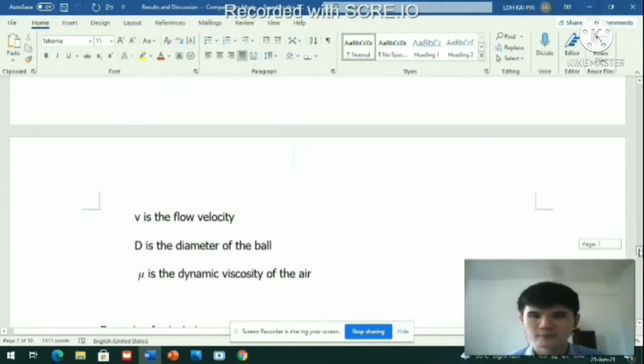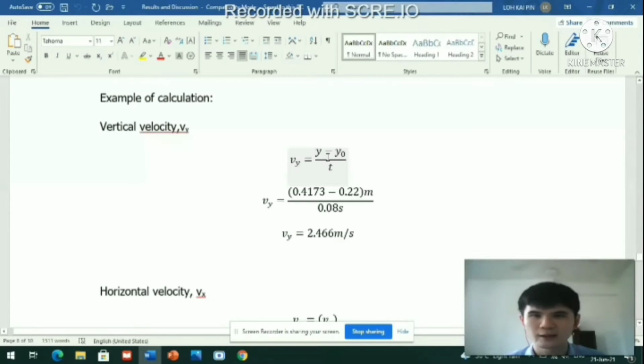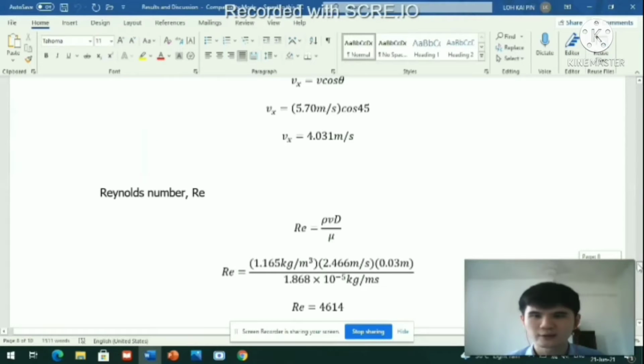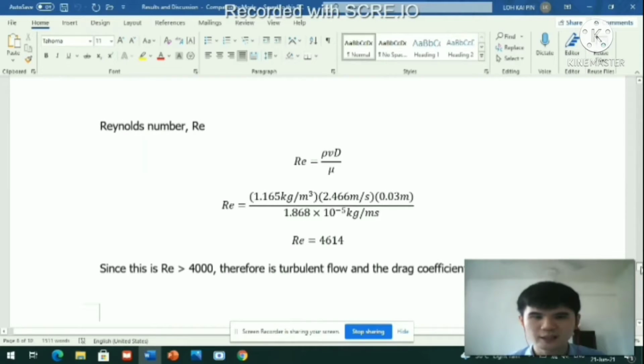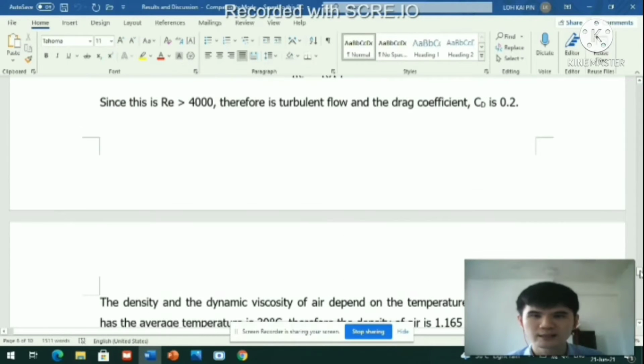We can see the calculation of the Vy and the Vx. Since the rho and the mu are also constants, we put in the velocity, and the diameter is also constant, so we get a Reynolds number of 4,614. It is over 4,000, therefore the drag coefficient is 0.2. If the Reynolds number is less than 2,300, we use a drag coefficient of 0.5.